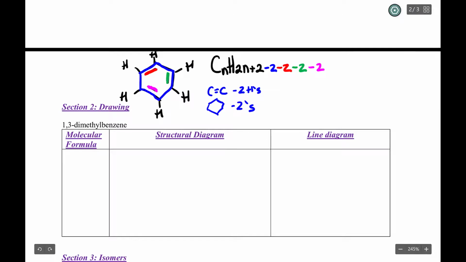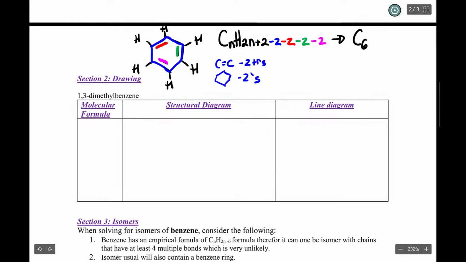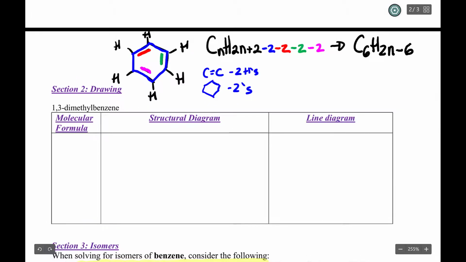So if you do that, what you get coming out is C6H(2n minus 6). And this is going to tie into what we're going to do next. The reason I zoomed out here is so you can see benzene has a general formula of CnH2n minus 6. So there's really not too many isomer questions on benzene because it's quite unique.